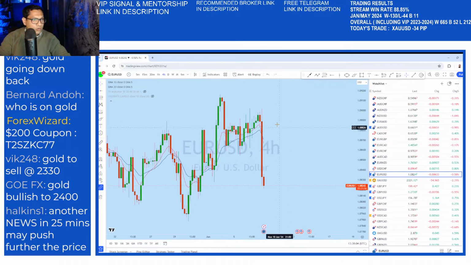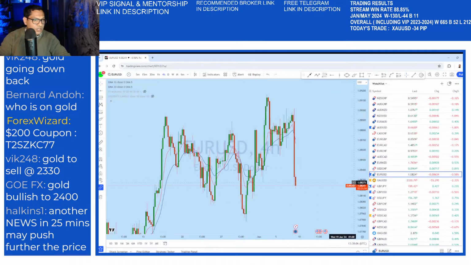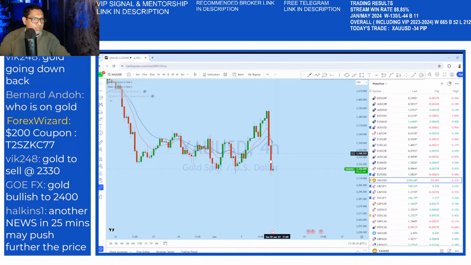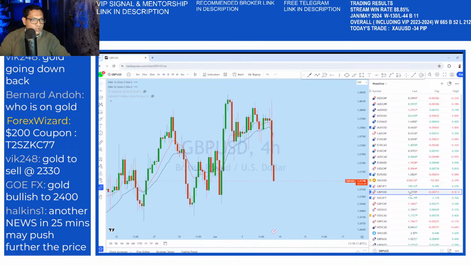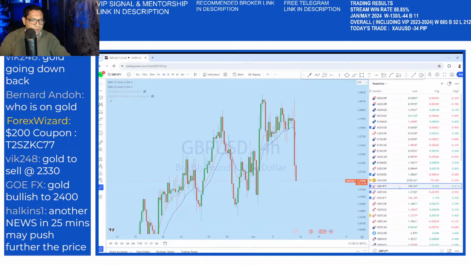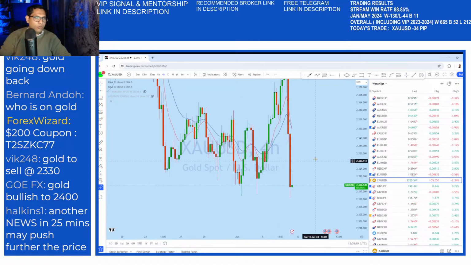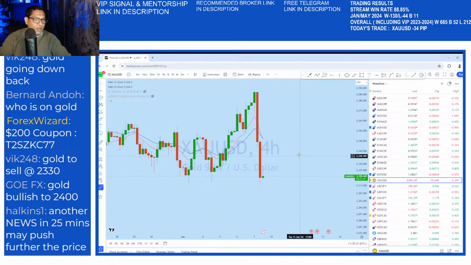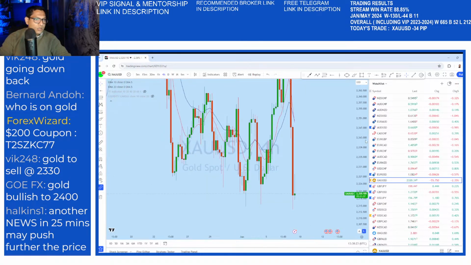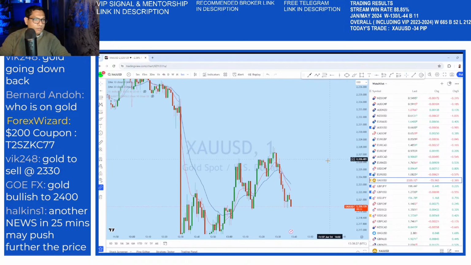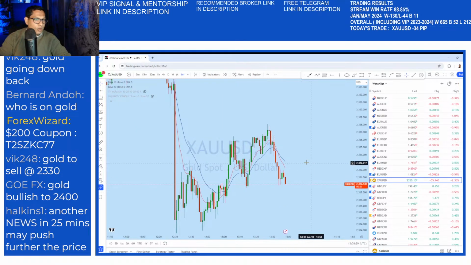Euro dollar, we see big rejection from the top. So basically, what we see is that gold, GBP, USD, and Euro dollar, they are highly bearish. So gold, probably the best bet will be on the sell side at the moment. It failed to bounce. So from the lower time frame, it's still showing bearish.